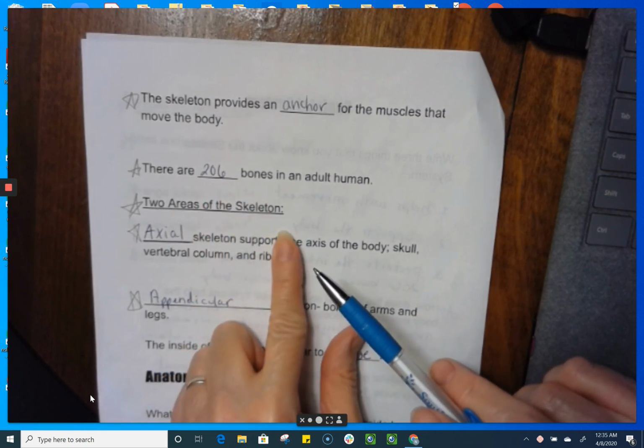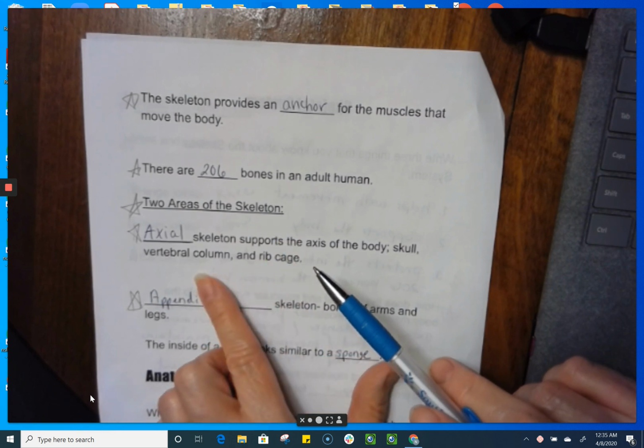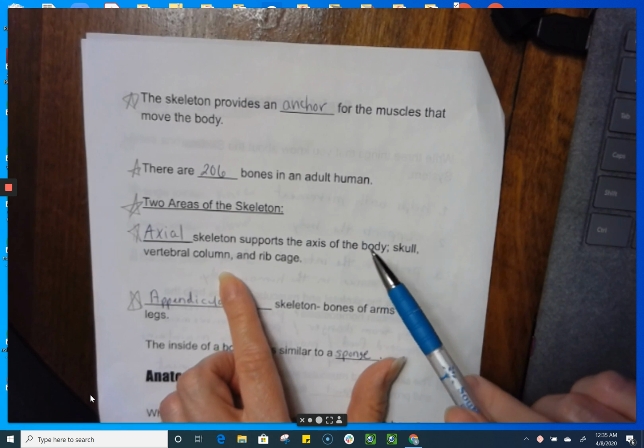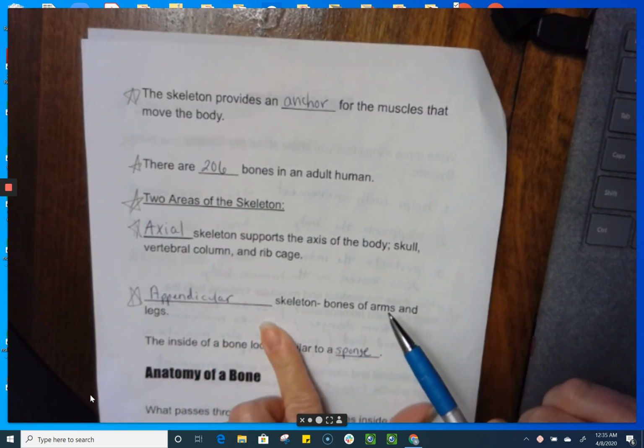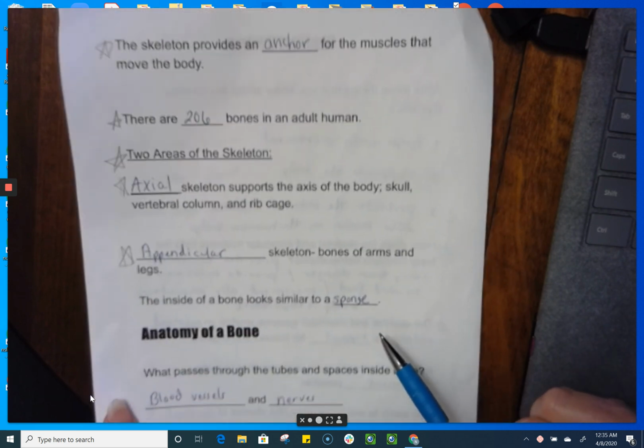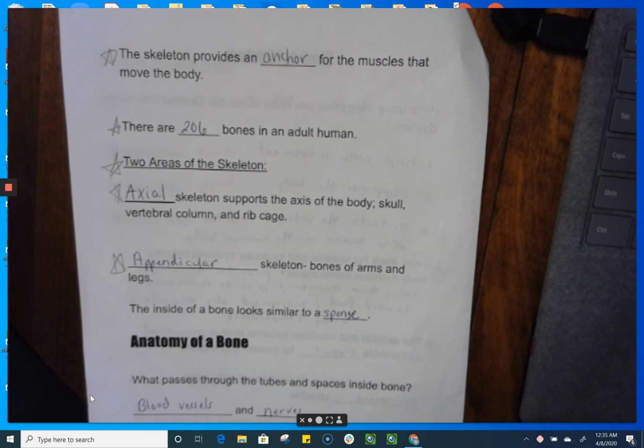2 areas of the skeleton. Axial skeleton supports the axis of the body: skull, vertebral column, and rib cage. Then the appendicular skeleton are the bones of the arms and also the legs.